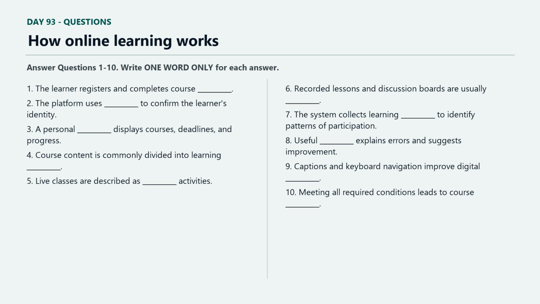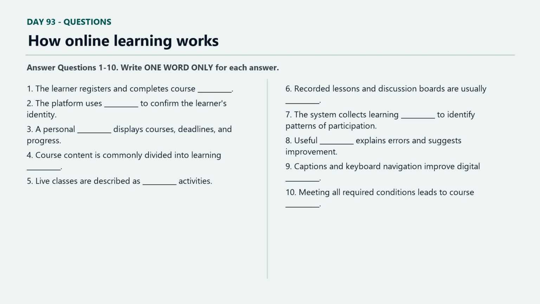A functioning platform must be usable by people with different needs and technologies. Digital accessibility means designing content and controls so that disability does not create an avoidable barrier. Captions support people who cannot hear the audio and also help learners studying in a noisy environment or an additional language.